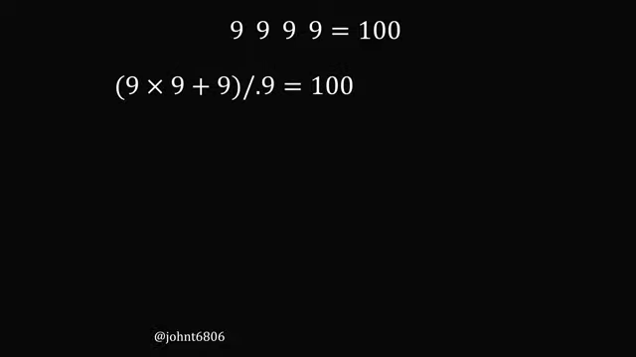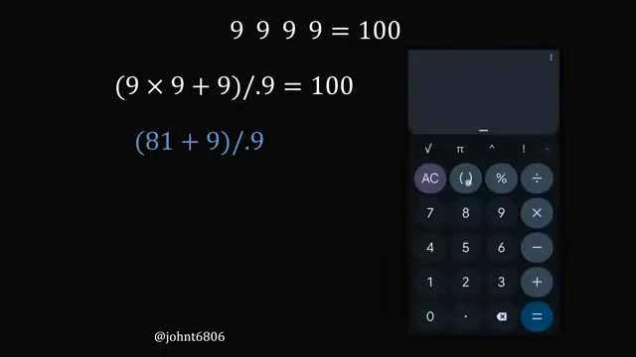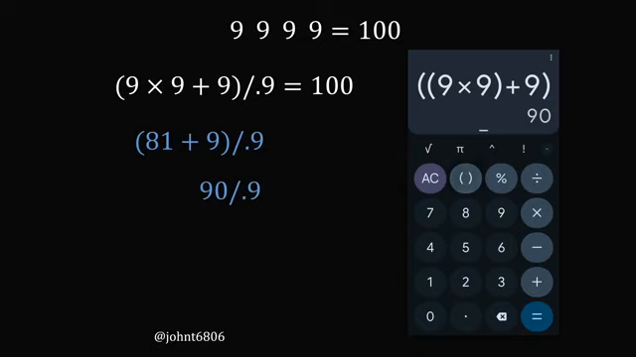Another solution is 9 times 9 plus 9. Take that whole thing, divide it by 0.9. You will get 100. This is because the numerator becomes 81 plus 9, and the denominator is 0.9. So we have 90 divided by 0.9, which is, of course, equal to 100.